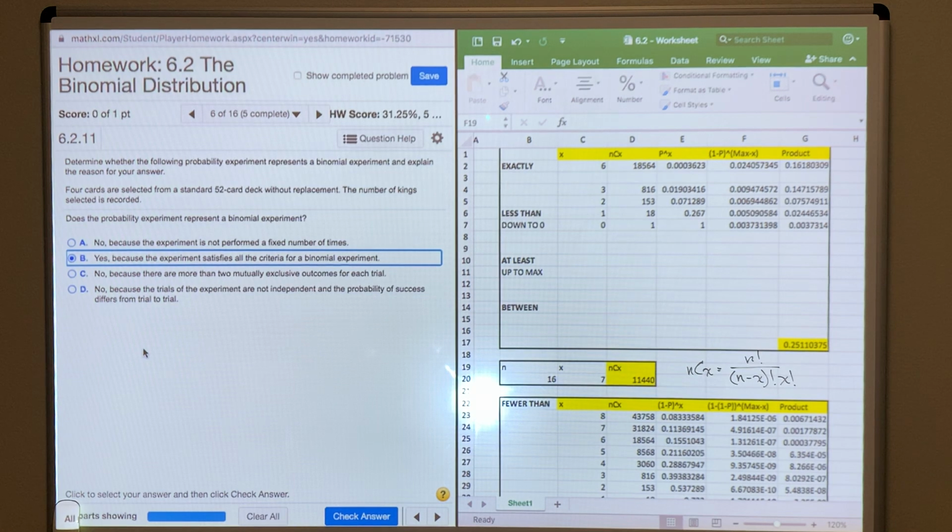Yes, because the experiment satisfies all the criteria for a binomial experiment. Well, I'm going to tell you right away that it's not. All the criteria are not satisfied, and hopefully in these next two options, C and D, we're going to see why. But the key word here is "without replacement."